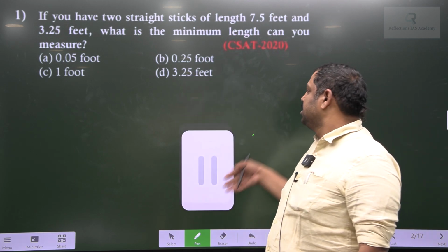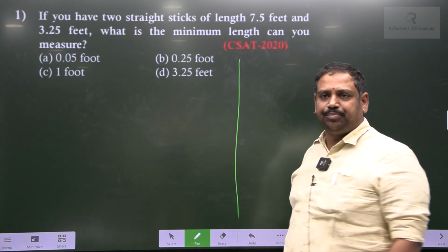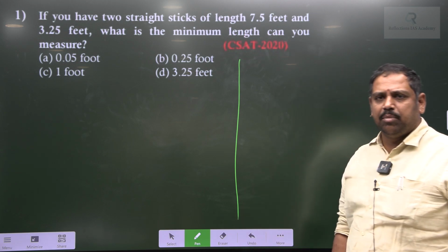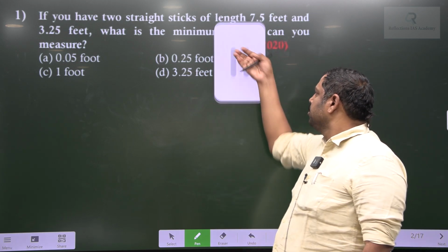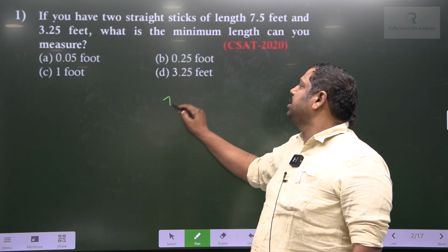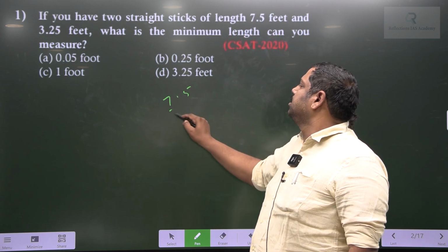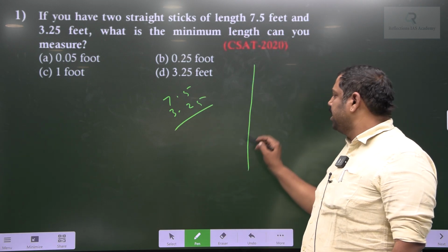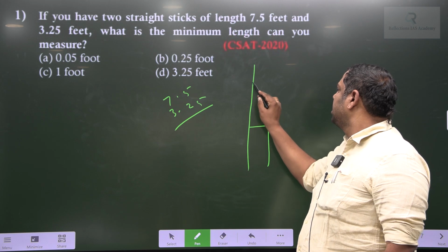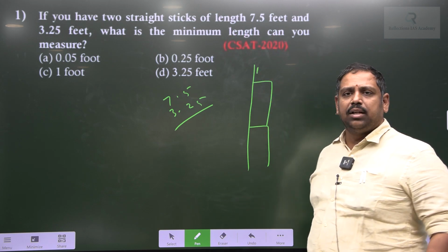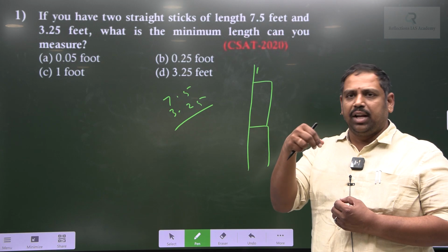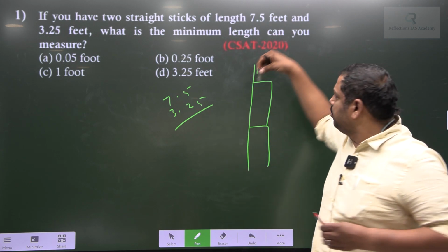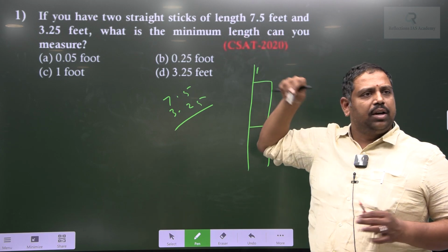So no such blind points. Suppose I have a rod like this. These two are there now. So what I can measure is, observe that. If I take 7.5 and 3.25, this 7.5 is there now. If I keep 3.25 like this and 3.25 like this, I'll get 1 foot, right? Yes. Then 1 foot is left out, means I can measure 1 foot length. Suppose I take this one, is it 1 foot or not, I will keep it here and check if it is 1 foot or it's not. Do you understand that?